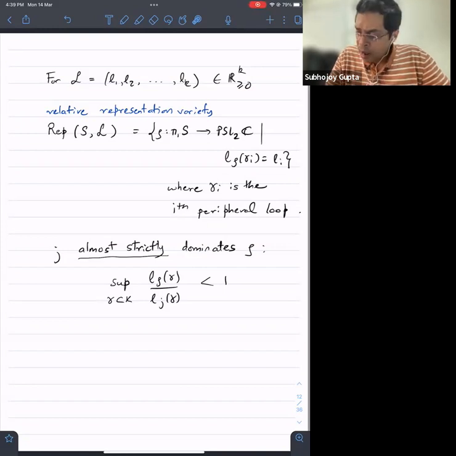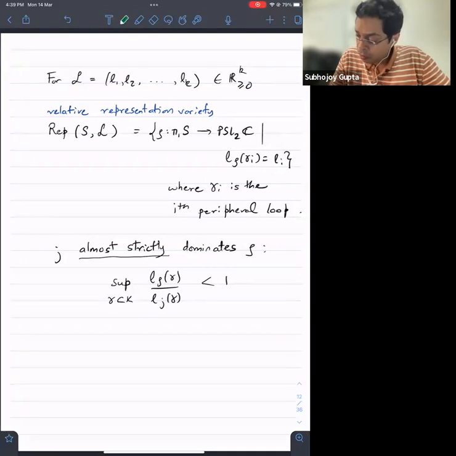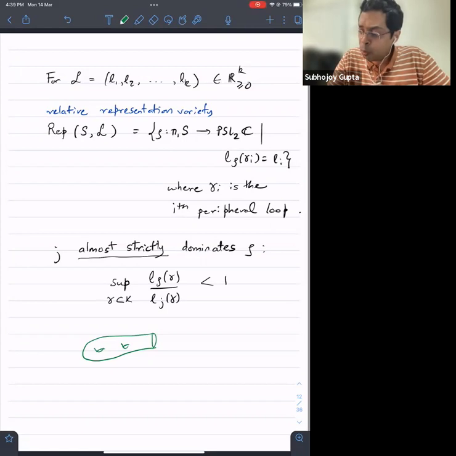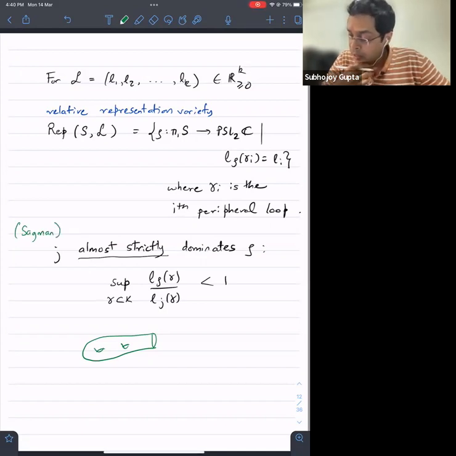So what happens here is that you can talk of domination as before, but the strict domination definition is slightly different, because now, let me draw a cartoon of the surface. Here, the boundary length isn't changing. So if you include the peripheral loops, you can't quite have strict domination anymore in this relative representation variety. But you can talk of this almost strict domination. This is a definition from the work of Sagman. I'll mention his work in a bit.